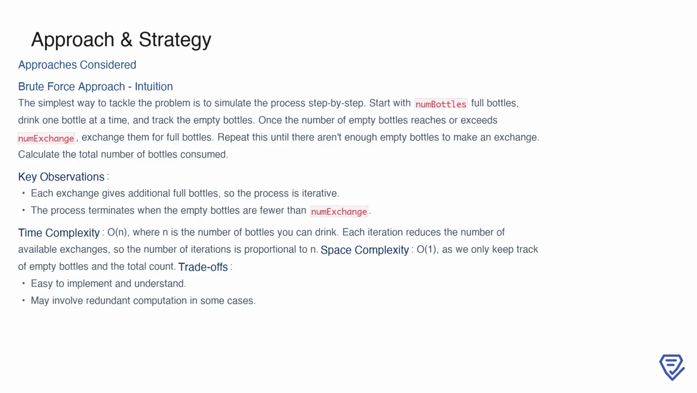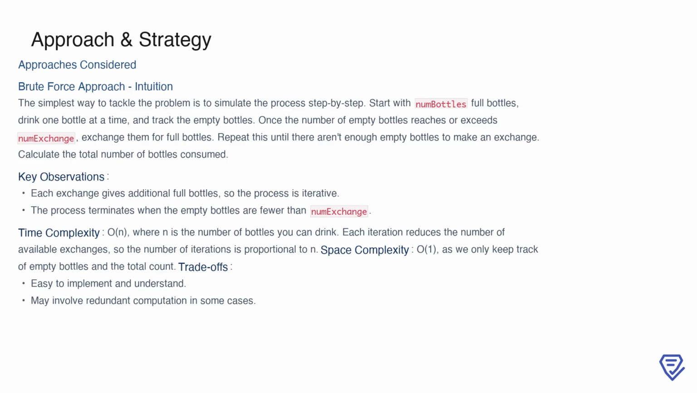By summing up all the full bottles consumed during this process, you get the solution. Now, key observations here are that each exchange effectively adds more full bottles, which makes this an iterative process, and the simulation naturally terminates when you can no longer make an exchange. This approach has a linear time complexity, O(n), where n represents the total number of bottles consumed, since each iteration decreases the number of exchanges you can perform.